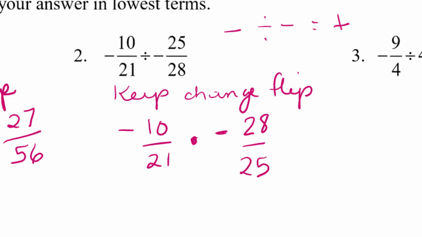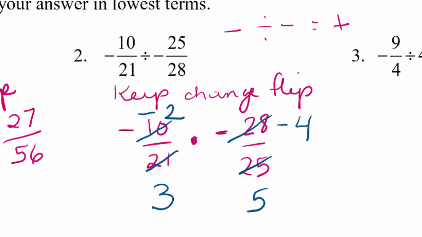Okay, now let's look for common factors. So the 10 and the 25 have a 5 in common. So 5 goes into negative 10 negative 2 times. 5 goes into 25 5 times. The 21 and the 28 have a 7 in common. That's a common factor. So 7 divides into 21 3 times. 7 divides into negative 28 negative 4 times.